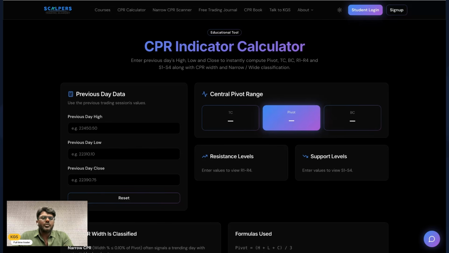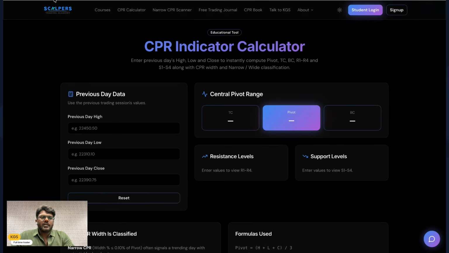What you have to do is enter the previous day high and low levels, or you can enter previous week high and previous week low if you want to calculate a weekly CPR. And if you want to calculate monthly CPR, you can enter previous month high, previous month low, and previous month close levels, and you can calculate the CPR levels manually.